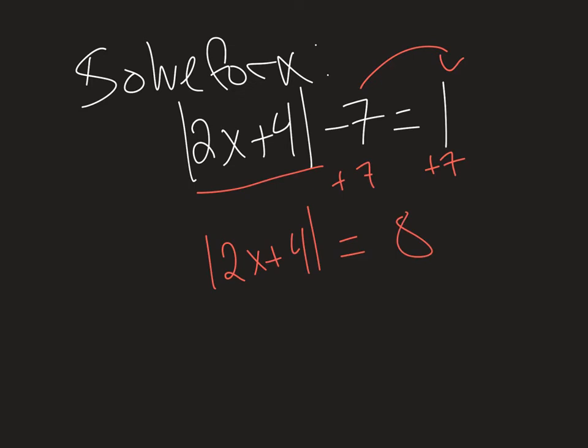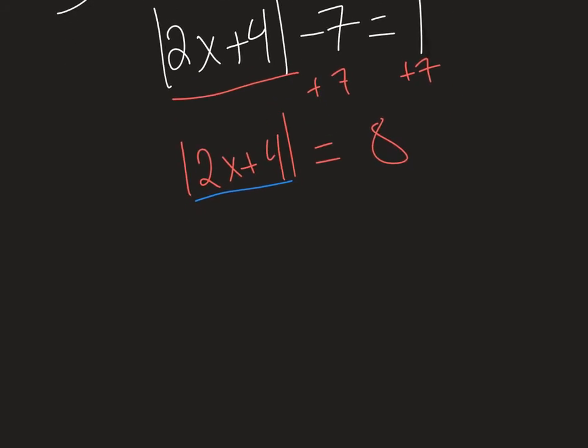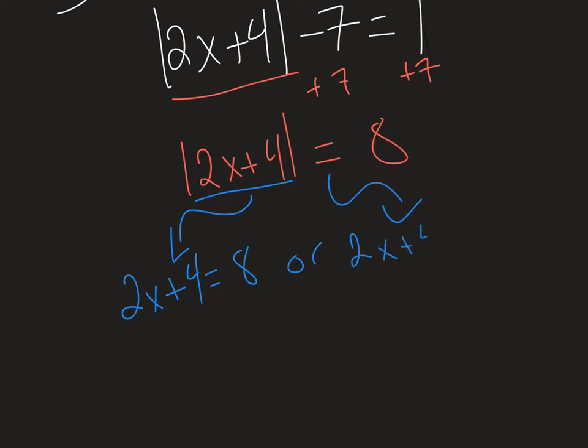Now at this point, what this is telling me is that you have absolute value of something and it's equal to 8, meaning that this expression, 2x plus 4, is either positive 8 or it's negative 8. So we're going to solve essentially two equations. Once I have it to where I have absolute value is equal to something, I can split this up and I can say either 2x plus 4 is equal to 8 or 2x plus 4 is equal to negative 8.